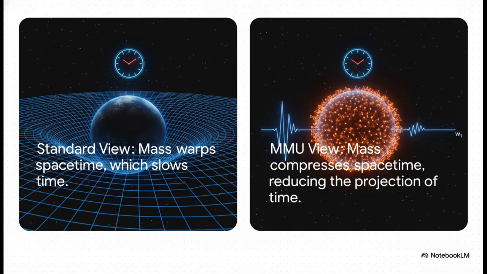And this gives us a totally fresh take on something we already know about, like gravitational time dilation. The standard view is that mass warps spacetime, and that's what slows down time. Well, the MMU says something different. It says mass compresses the cells of spacetime. This cranks up their hidden energy, sure, but it actually shrinks the amount of that activity that gets projected out as observable time. So the clock ticks slower, not because space is warped, but because its time shadow is getting smaller. Kind of cool, right?